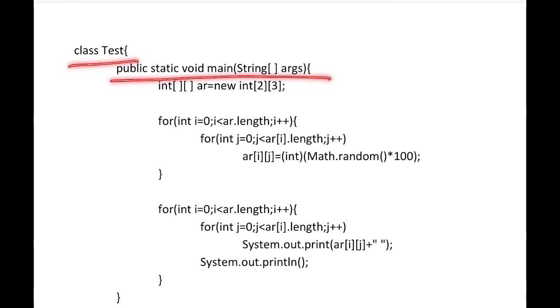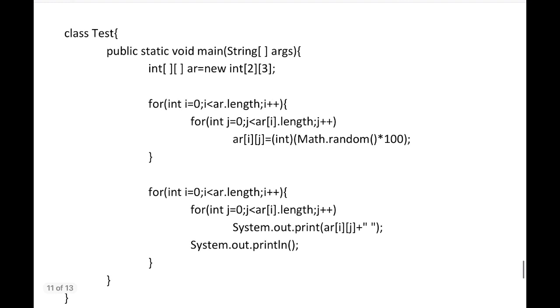So class test, public static void main, int ar equal to new int 2 3. So here 2 is the number of rows and 3 is the number of columns, and ar is the name of the two-dimensional array. So for int i equal to 0, i less than ar dot length. So ar dot length gives the number of rows in ar. So in this example it is 2. Then i plus plus. Then for int j equal to 0, j less than ar of i dot length. So ar of i dot length gives the number of columns at row i. Then j plus plus. Then ar of i j equal to int math dot random into 100. So it is randomly initialized ar of i j. So here we are writing i and j for row and column.